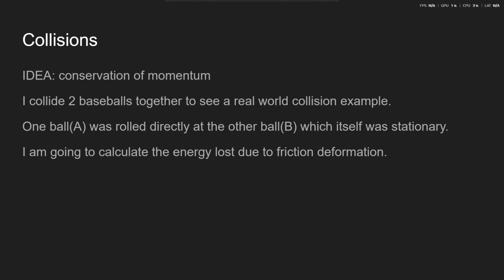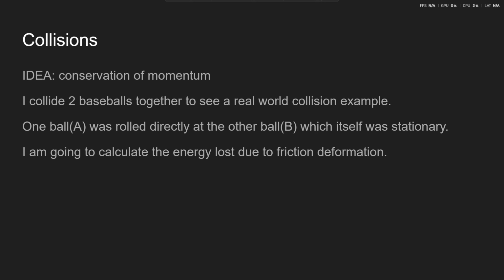Hi, welcome to my Lab 5 for physics. I decided to do collision of two baseballs. We try to roll them directly at each other and calculate the energy lost due to friction and deformation.